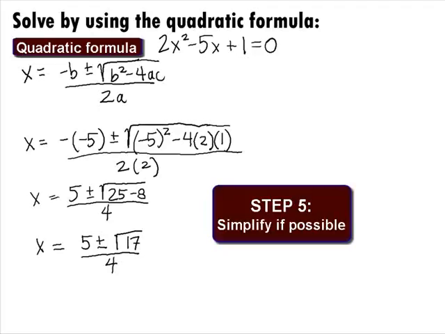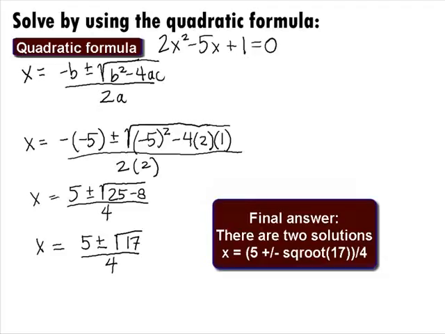This will not simplify any further, so our final answer is x equals 5 plus or minus the square root of 17 all over 4.